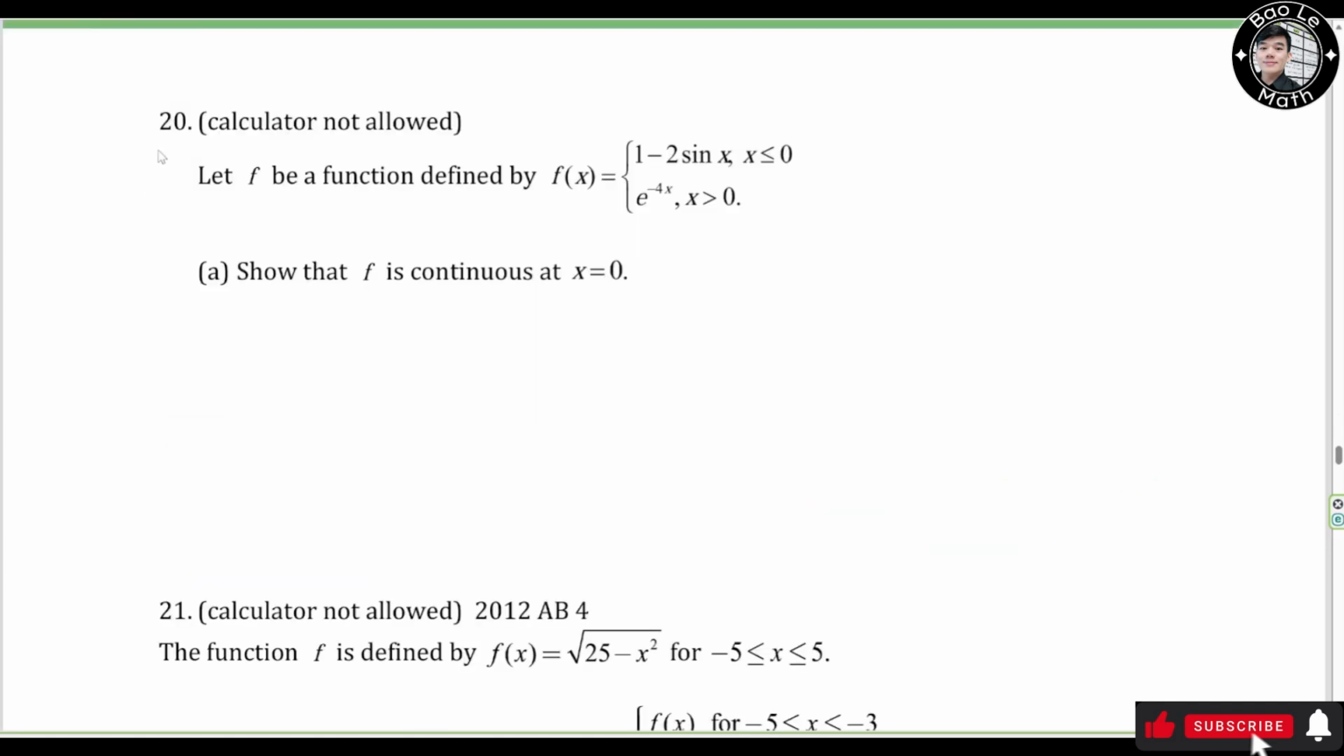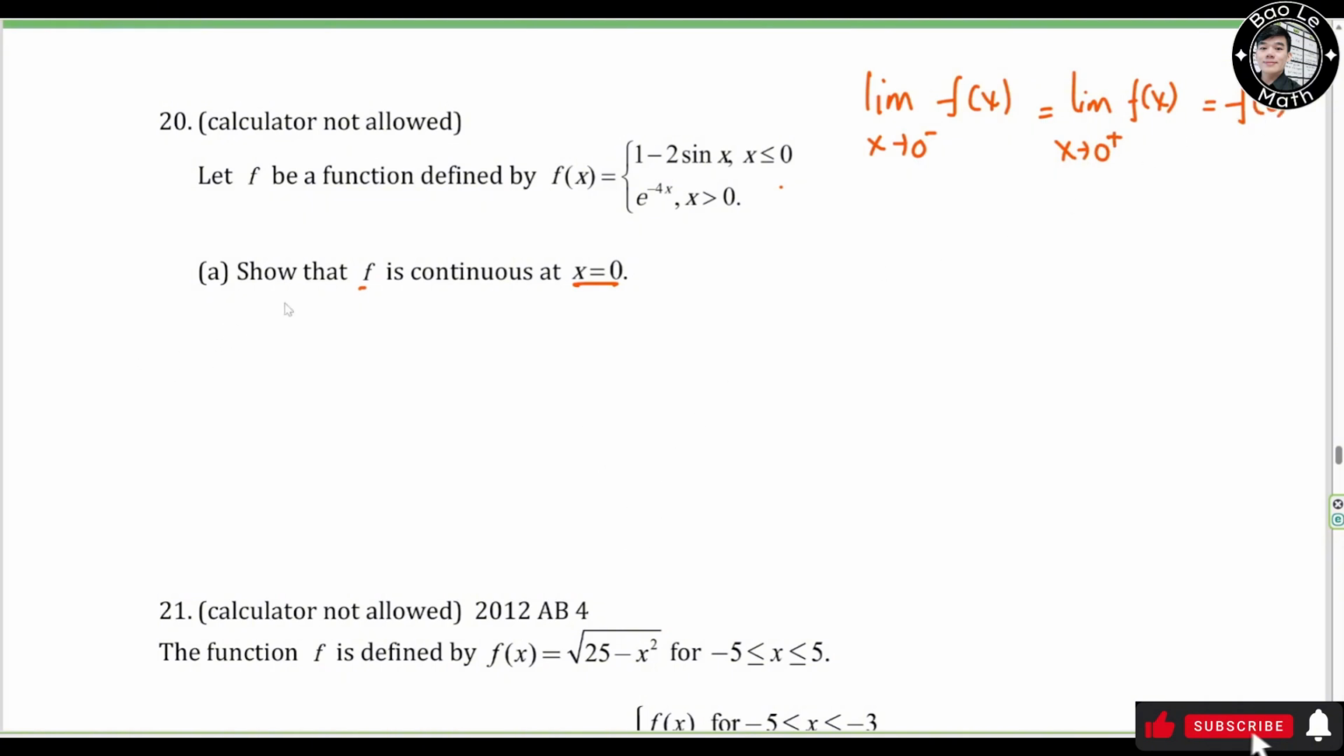Now let's move on to question 20. Let f be a function defined by this one. Show that the function f is continuous at s equals 0, right? So remember, we have a formula. The function f of s is continuous at s equals 0 if the limit of f of s when s approaches 0 minus equals the limit of f of s when s approaches 0 plus equals f of 0, right? So keep that in mind.